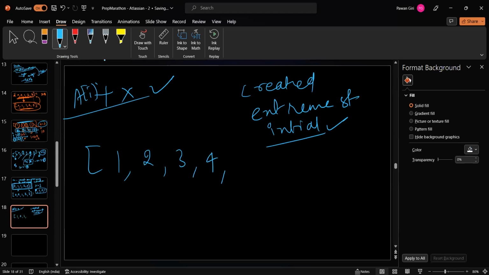So you can take this example: 1, 2, 3, 4, 5, 6. Suppose this is your original array given to you and the value of x is 3 only. So I am doing modulo with every value. 1 modulo 3 is 1, 2 modulo 3 is 2, 3 modulo 3 is 0, then 4 modulo 3 is, what is 4 modulo 3?